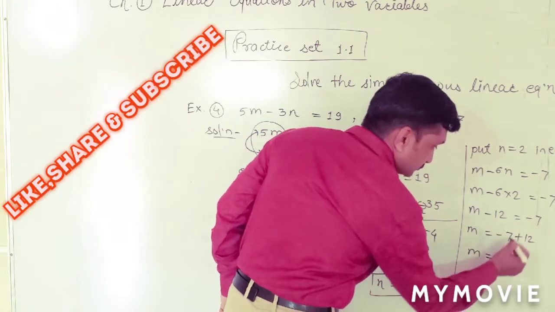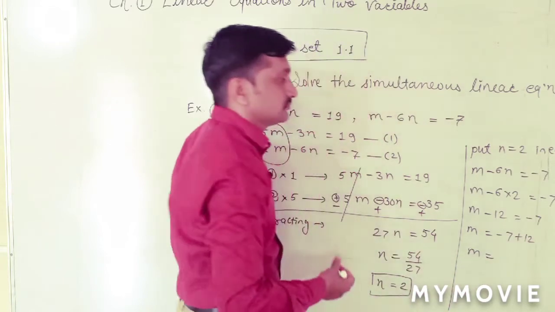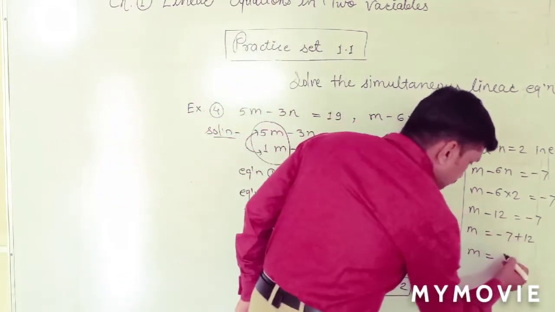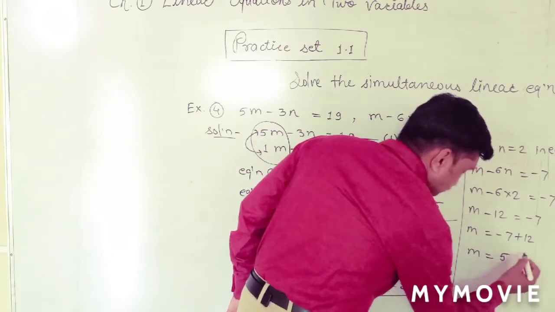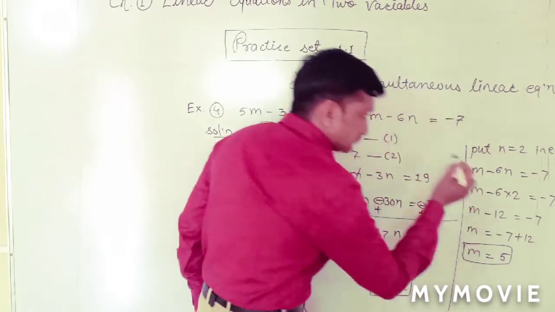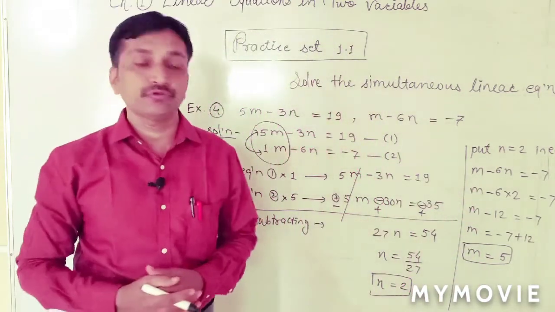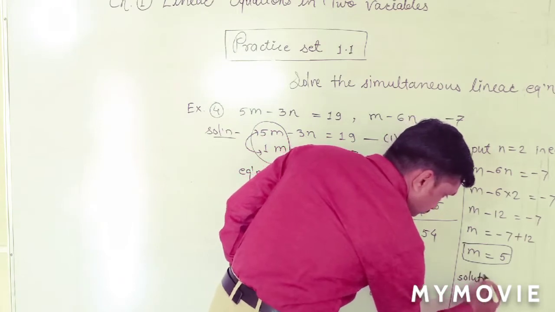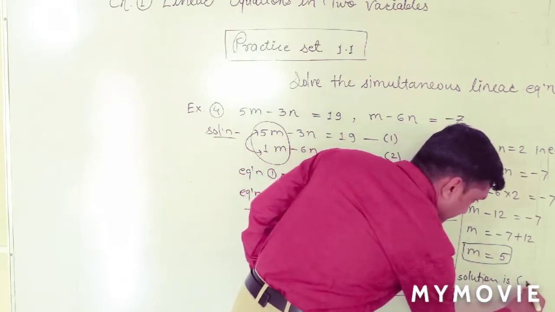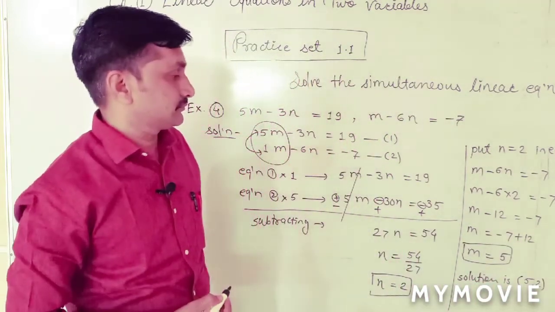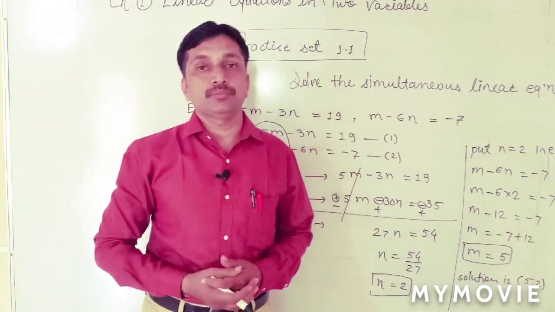m is equal to, now different signs, subtraction. We have to subtract them. How much? 5. Higher value sign plus. The m value we got is 5. Therefore the solution is (5, 2). In brackets 5, 2, we have first the m value and then n. This is the solution of this example.